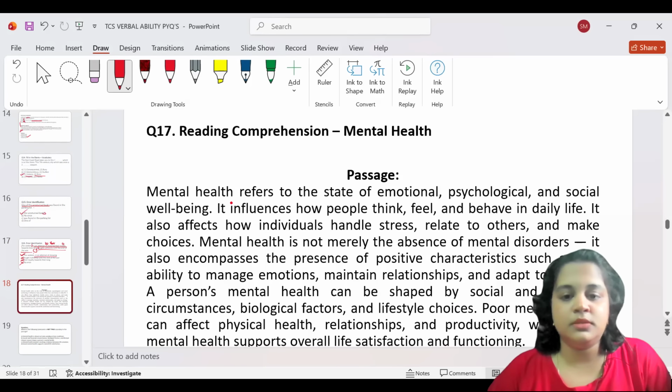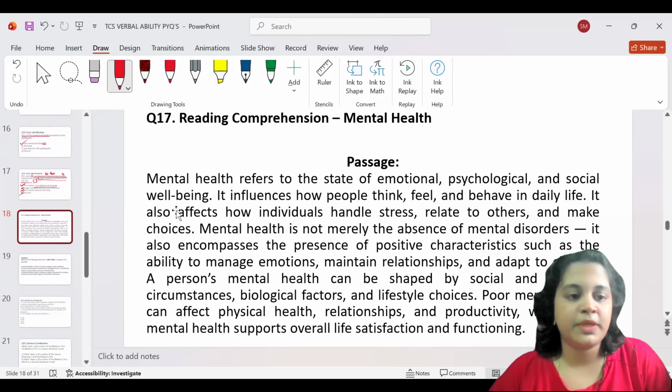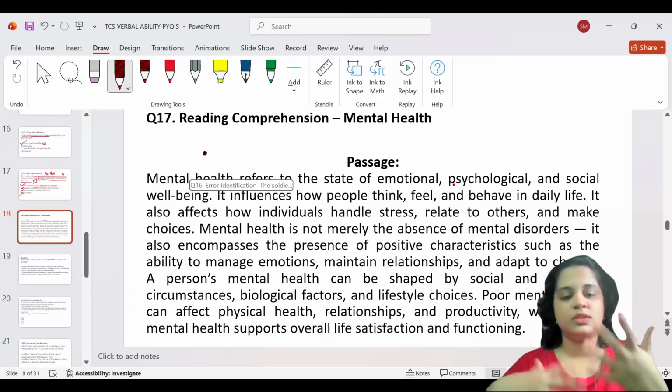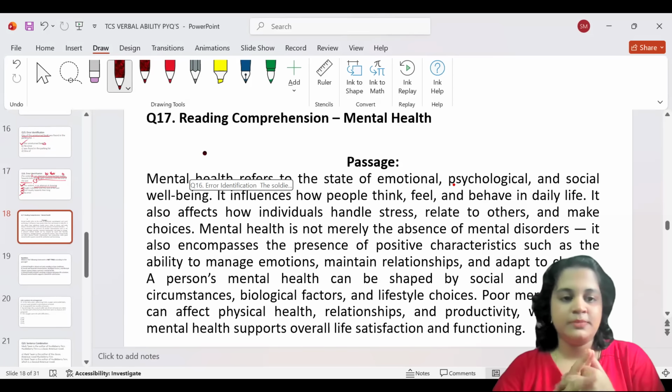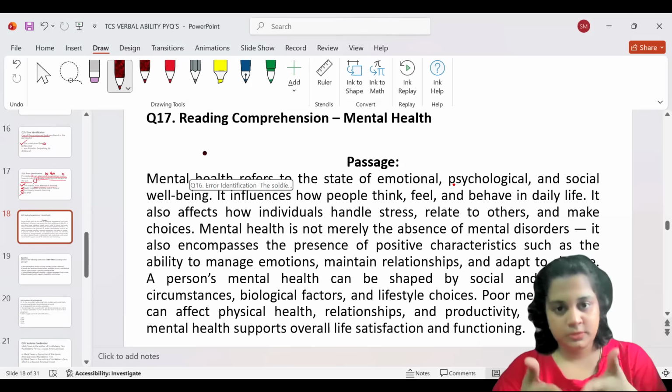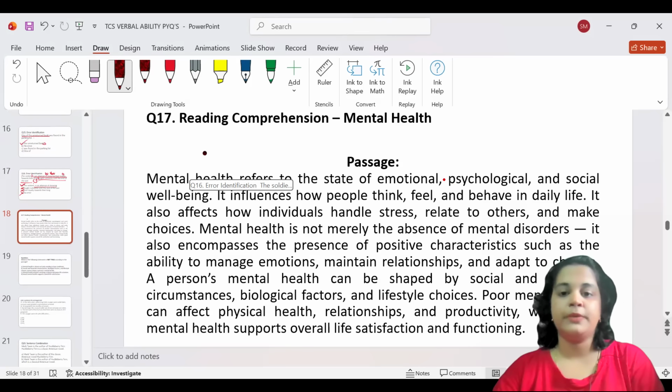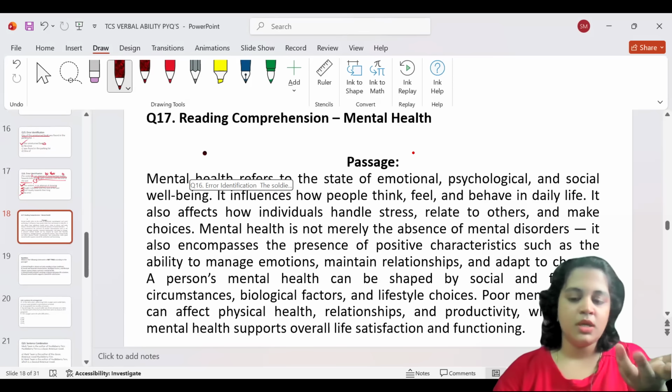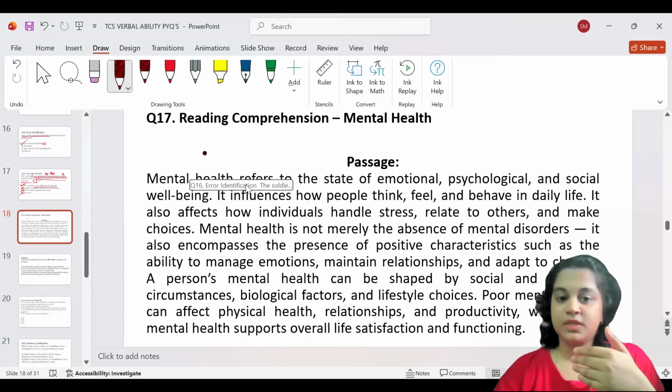All right. Now there's another passage comprehension. Let us read the passage and try to answer. Mental health refers to a state of, okay, let's do something else. So every time you get passage comprehension, okay, if there's a possibility to read the questions beforehand, please go ahead and read the question because you need not waste time reading the entire passage. If the answer lies in the first half itself, you can quickly pick it out and go to the next question very quickly.